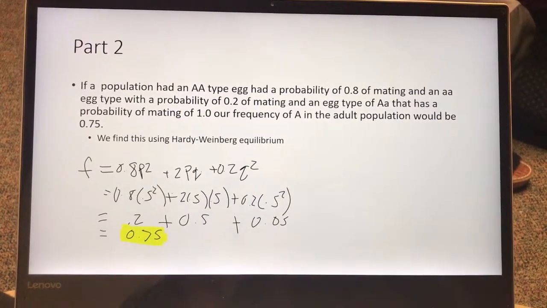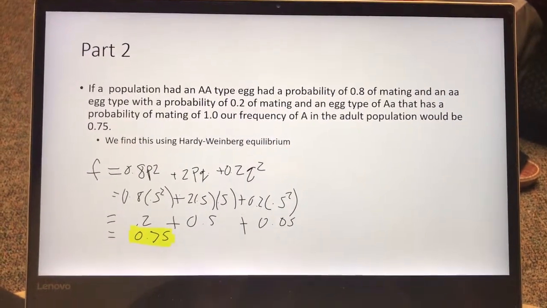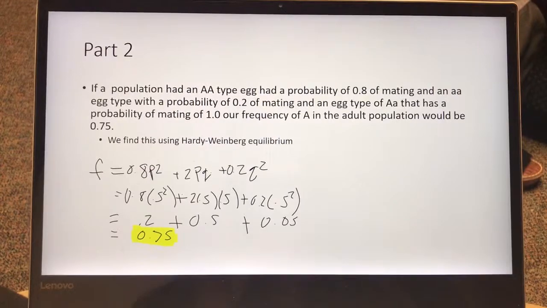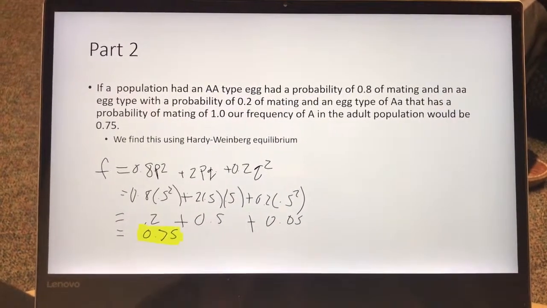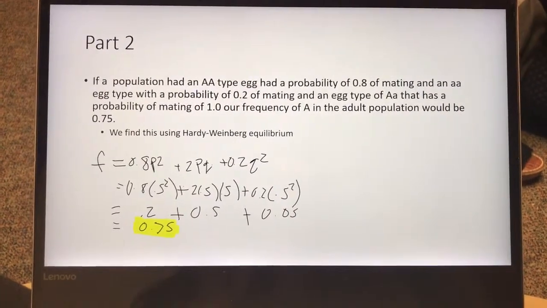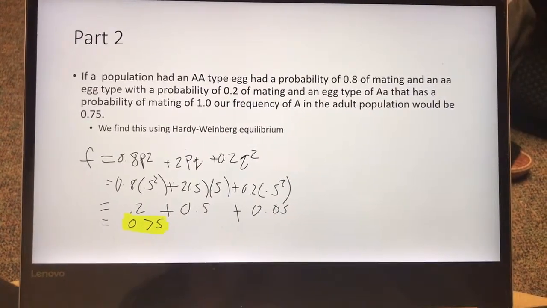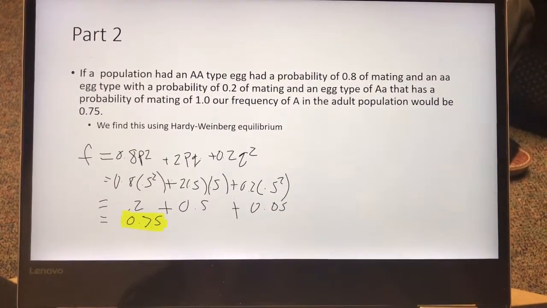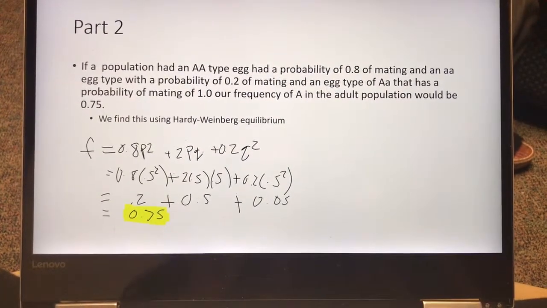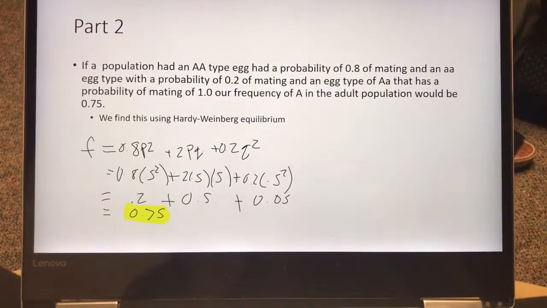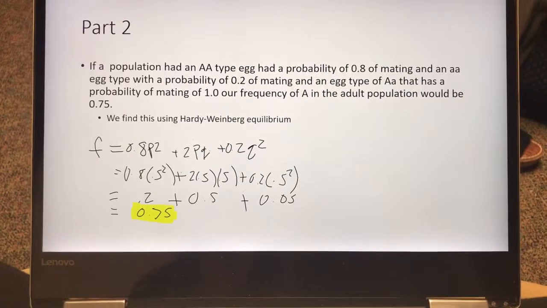And then for part 2, we are asked that if we had a population that had a large AA genotype egg that had a probability of 0.8 of mating, and a small aa egg type with a probability of 0.2 of mating, and then an egg type of large A, small a that has a probability of mating of 1, what would our frequency of large A in the adult population be? And using Hardy-Weinberg equilibrium, we see that it would be 0.75. The work for that is drawn below, and the answer is highlighted in yellow.